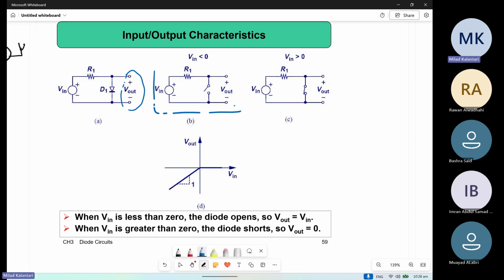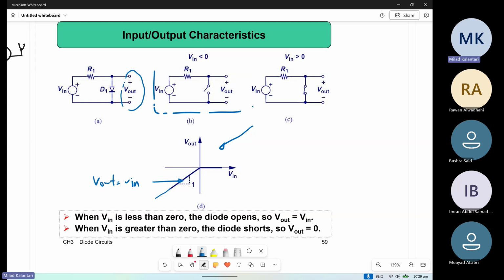The circuit will be like this, and there is no current, so V out is basically V in, right? So once you plot this characteristic, V out equals V in will be this section, right? The slope is 1, it's just a straight line, right? And for V in above 0, what is happening?